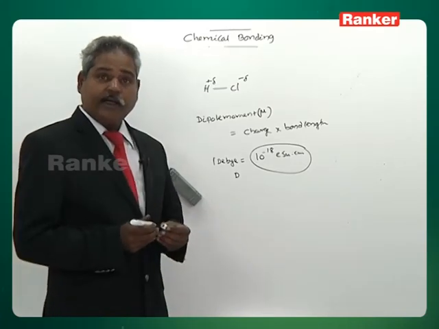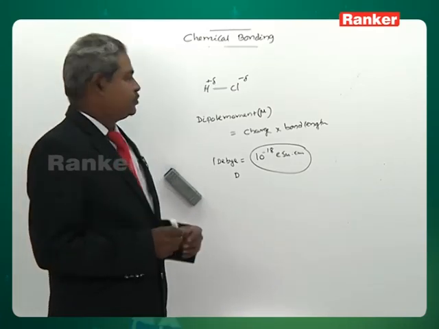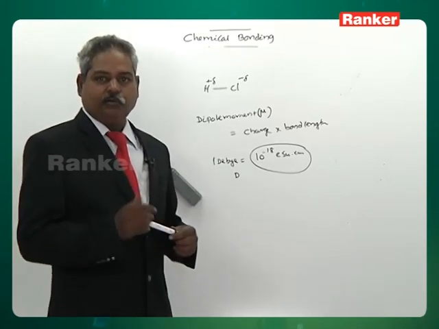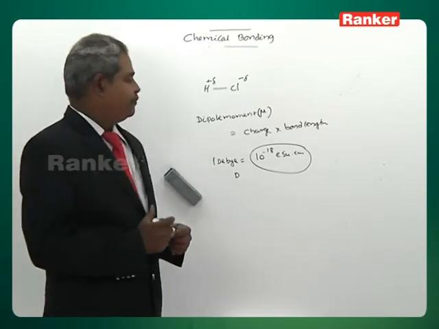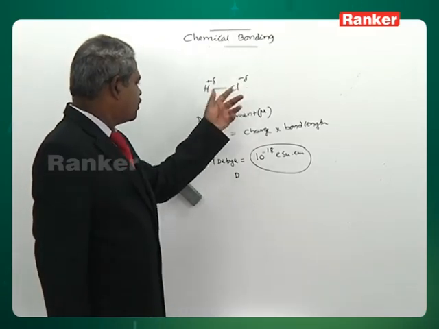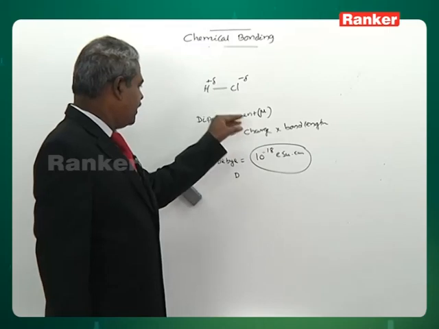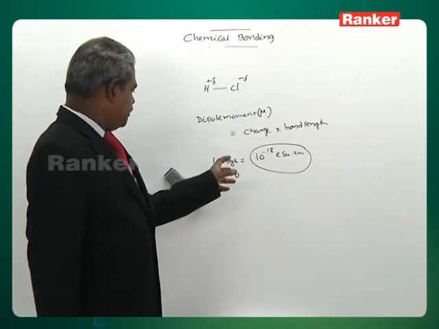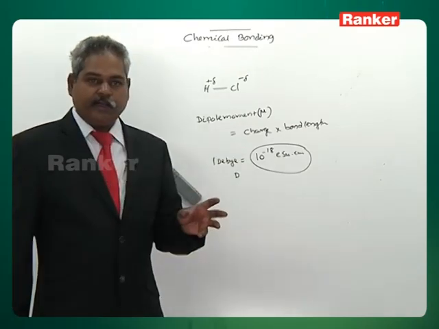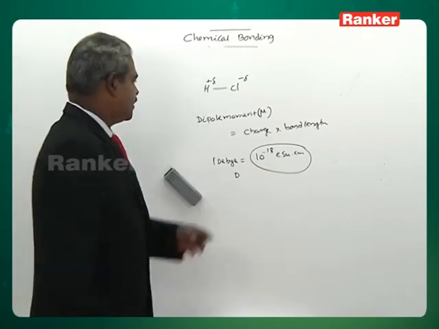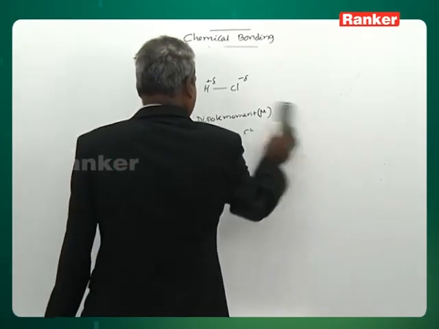It is the charge acquired by any one of the atoms, be it positive charge or negative charge, multiplied by the bond length. I am not interested in the sign, only in the magnitude. So you just consider the magnitude of the positive or negative charge, which are equal, charge acquired by any one of them, and bond length. And it is measured in D, where 1 D is equal to 10 power minus 18 electrostatic unit centimeters. So that's it.